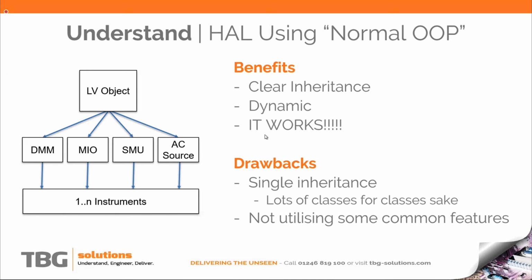However, drawbacks, in my opinion, again, is that in a way we've got single inheritance, and you're opening yourself up to lots of classes for classes' sake, that's how I would describe it. And you'll see that when we're looking at specifically the AC source, also really applicable to SMU and DMM. So SMU is source measurement unit for sourcing current and voltage. MIO, mixed input output cards, so things like a 6225, which can do analog, digital, anything and everything.